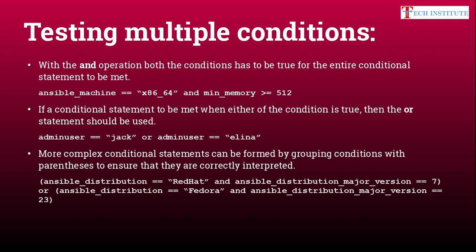But suppose it is Red Hat but the version is not 7, it is 6, it will not run. Or it is Fedora but the version is not 23, it will not run. So like this you can make a complex condition and accordingly you can run your task.